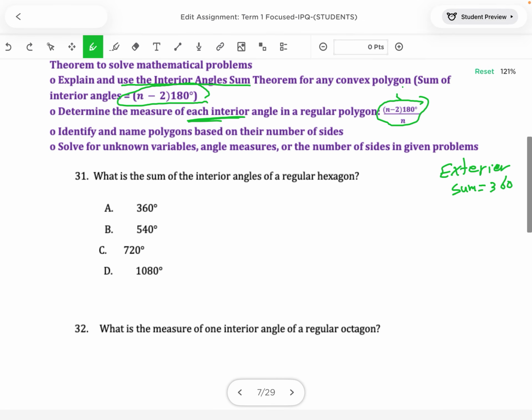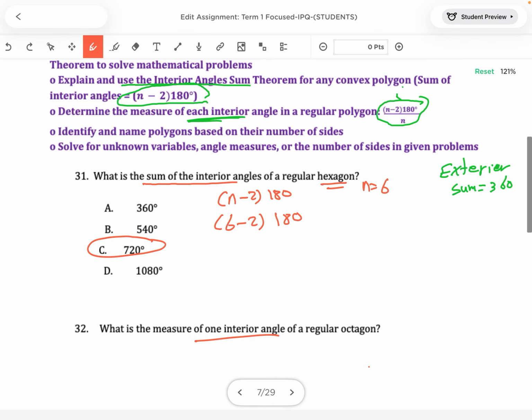Now question number 1 here is talking about the sum of interior angles. So the rule will be n minus 2 times 180. Hexagon, number of sides will be 6. So we replace: 6 minus 2 times 180. And the answer is 720.